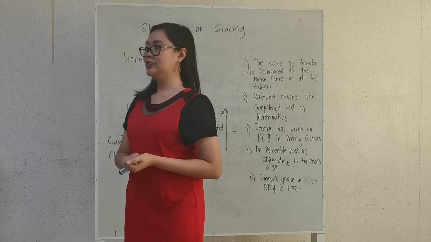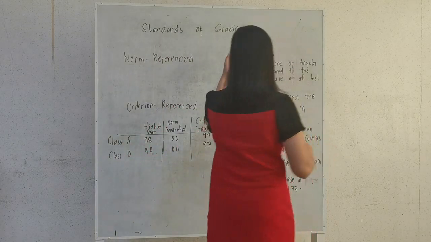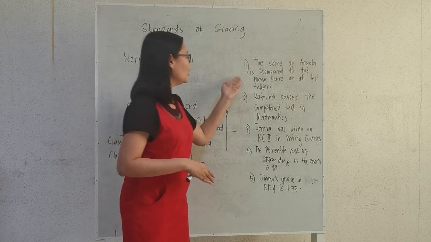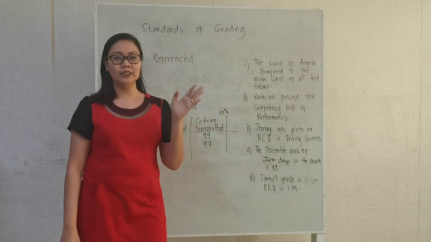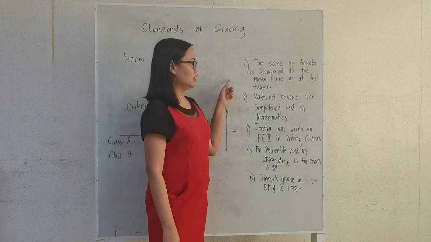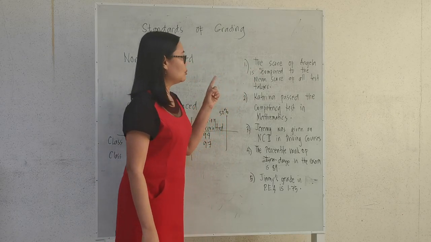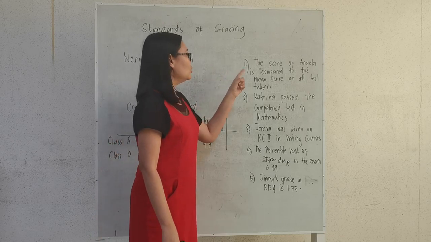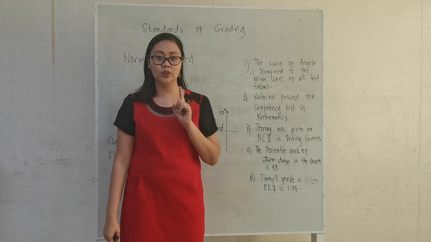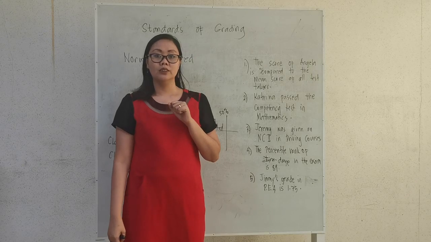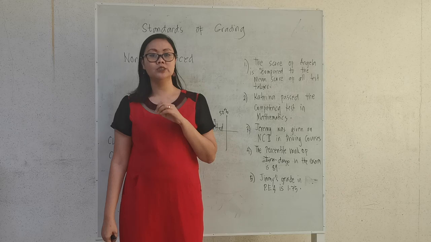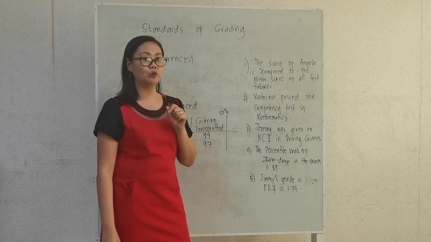Ngayon, para mas maintindihan natin, I provided here some exercises. Okay? So, unang tanong. You just have to identify, is it norm-based or criterion-based? Okay? The score of Angela, number 1, score of Angela is compared to the mean score of all the test takers. Is this norm reference or criterion reference? Some of you might answer it's criterion reference, but the answer is it's norm reference.